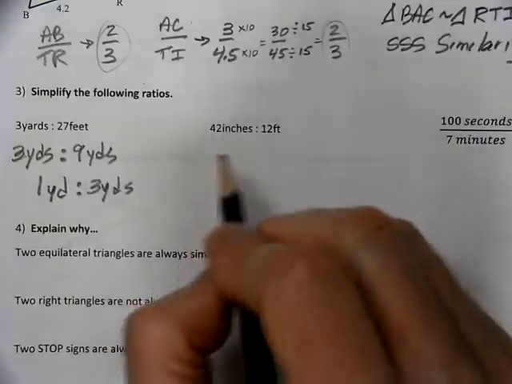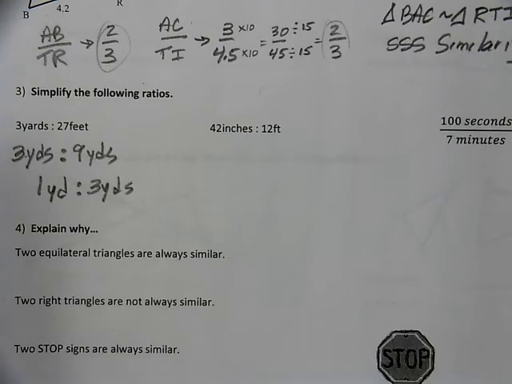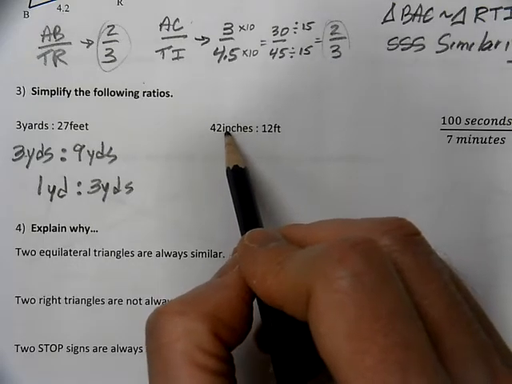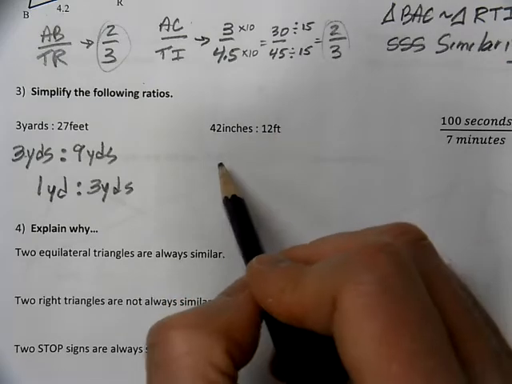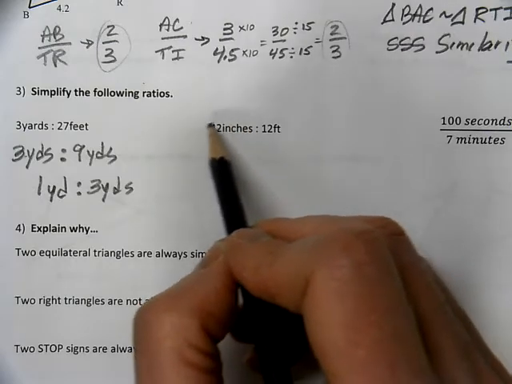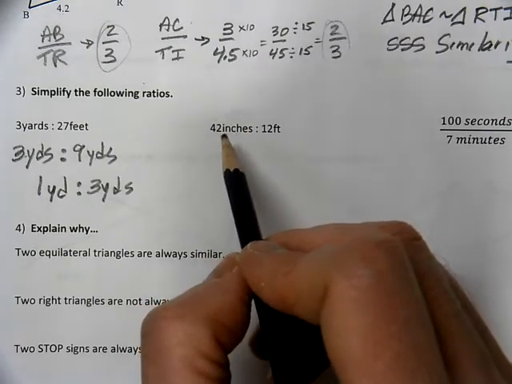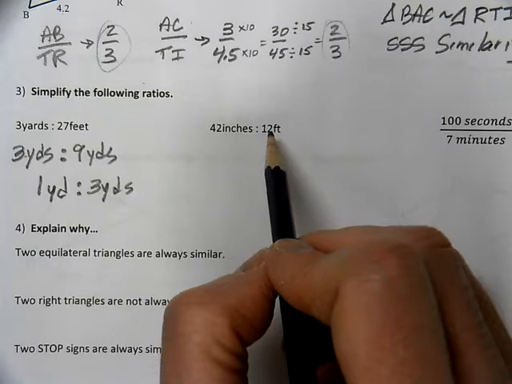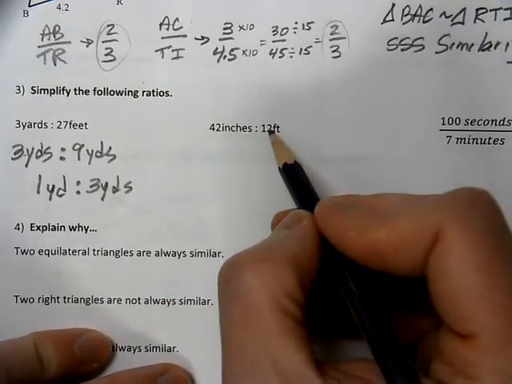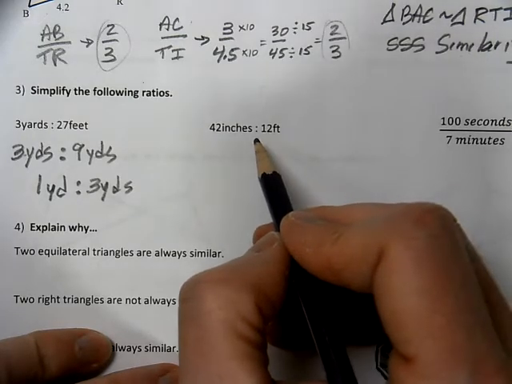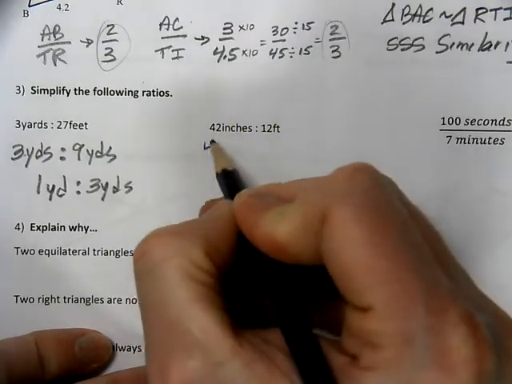Here we have 42 inches and 12 feet. We can convert that to the same units. We could make them both inches, we could make them both feet. You can go either way. Since this is not a perfect feet, it's not divisible by 12 evenly, I'm going to suggest that we convert the feet into inches. So 12 feet, we know each foot is 12 inches, so 12 times 12 is 144.